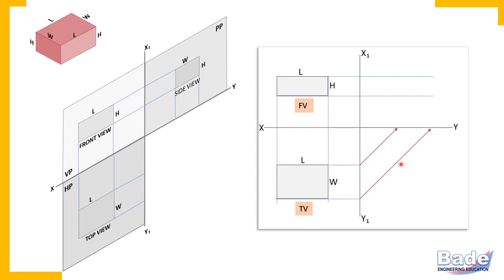It's your choice, any method you may use. In manual drawing, not in AutoCAD, but in manual drawing, I prefer quarter circular arcs. So this is how the width is transferred in the side view. And the side view is complete. So in the side view, the two dimensions you get are width horizontally and height vertically.